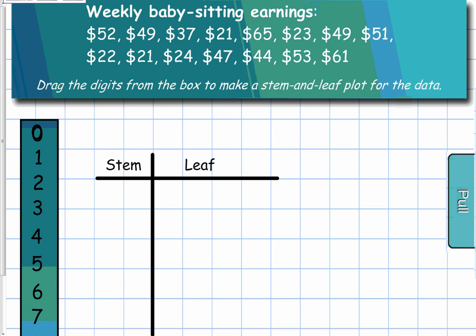So if you take a look at weekly babysitting earnings, these would be all the sets of data that you would have. It ranges from 21, which might be my lowest, to 65, which looks like my highest. All right, so that's where my stems have to go. So I'm going to start with 2, 3, 4, 5, and 6.